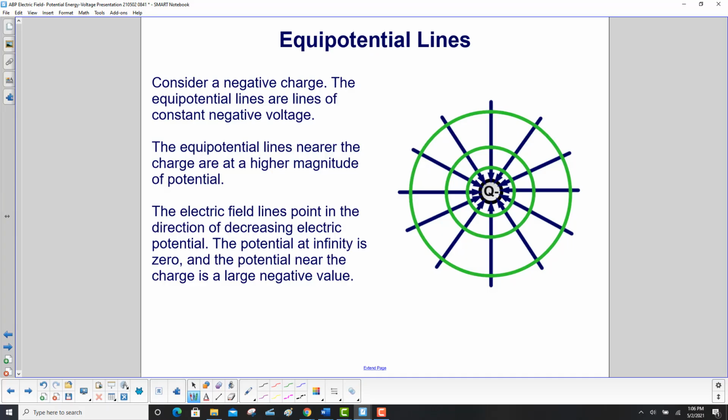Now let's consider the negative charge. The equipotential lines are lines of constant negative voltage. The equipotential lines nearer the charge are at a higher magnitude of potential. The electric field lines point in the direction of decreasing electric potential. The potential at infinity is 0, so the potential right near the charge is a very large negative value. So the electric field lines are pointing in the direction of decreasing potential. Higher magnitude perhaps, but because of the negative sign, it's a smaller potential.